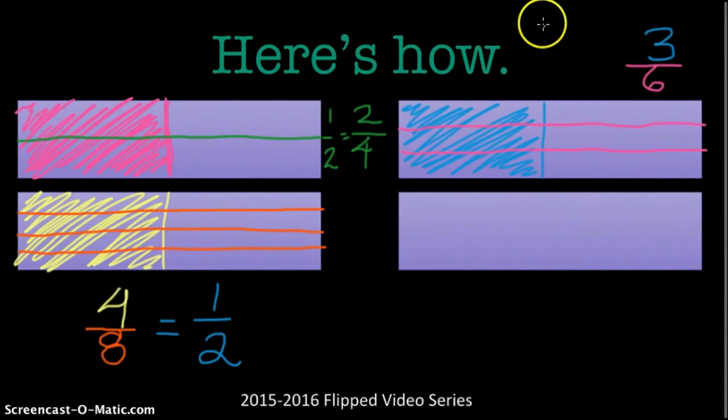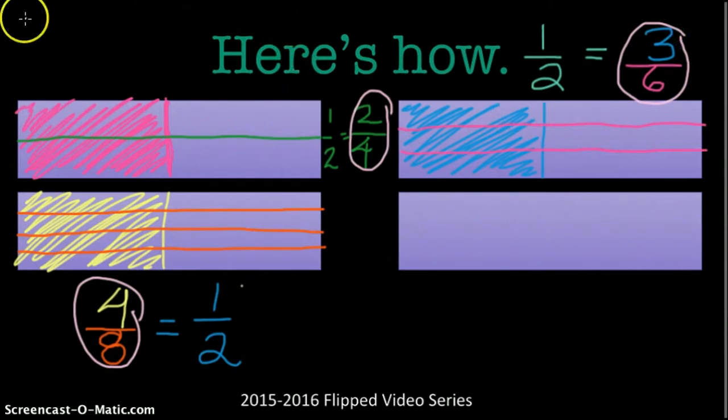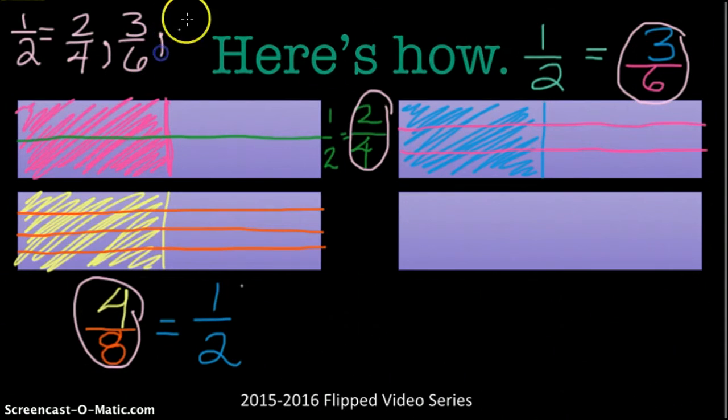Therefore, 1/2 is equivalent to 3/6. So far I found 1, 2, and 3 equivalent fractions. So I'll write those down. Let's see. 1/2 is equal to 2/4. Just going to make a little list. 3/6 and 4/8.